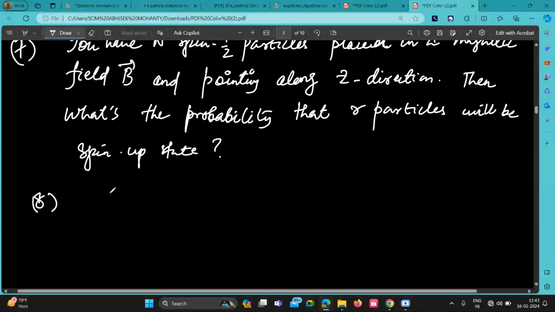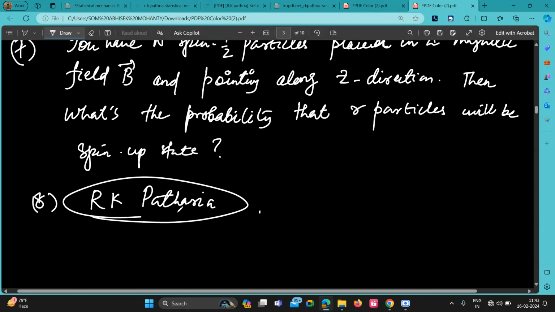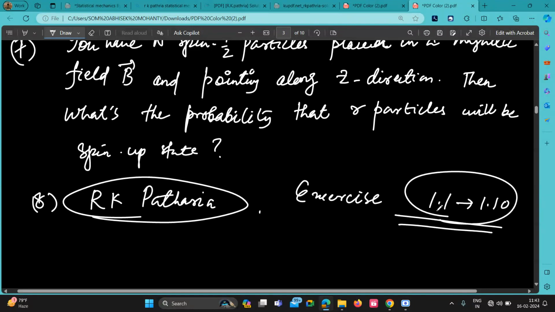Okay, I would like you to read this book, R.K. Pathria. This book is very good, and try to solve its exercises. First, exercise 1.1 to exercise 1.10. Try to solve these 10 questions from the first chapter. If you're not able to solve, we'll try to. These are tough questions, very conceptual, so you try to solve. Otherwise, I will solve someday after our syllabus is over. We'll try to solve one by one.